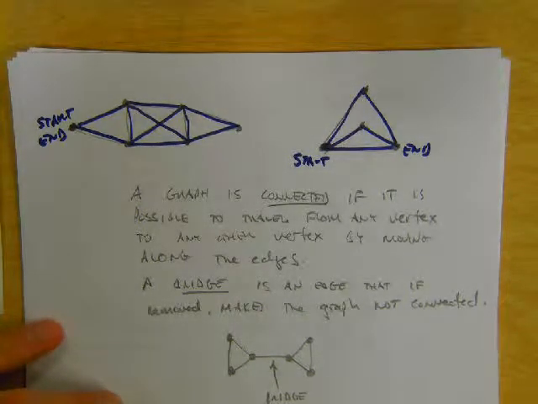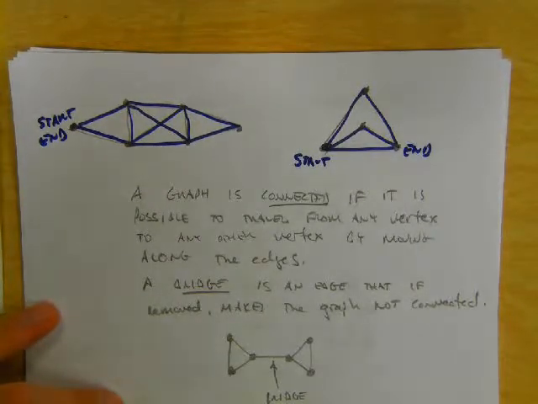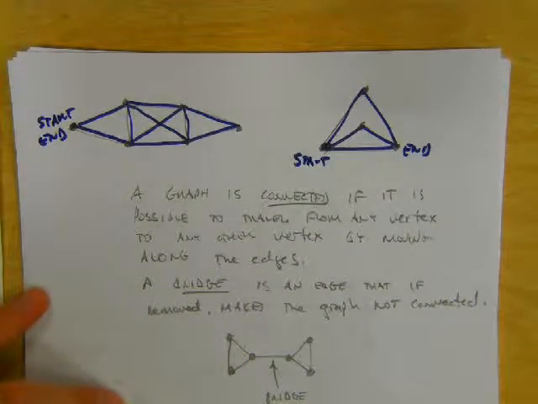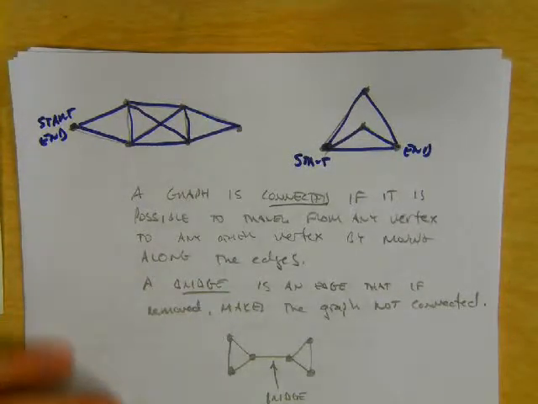Okay, an odd vertex then, it's an odd vertex if there's an odd number of edges. So for example, this vertex has 1, 2, 3 edges going into it. That one's odd. So that one's odd, it's got 3, and that one's even, it's got 4. Okay?